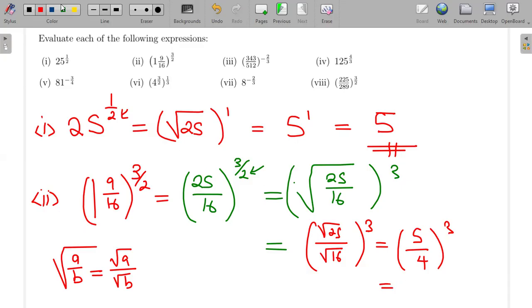So now remember the rule that said if I have a power outside, it goes to whatever is on top, and it also goes to whatever is down, right? So this is the same as 5 to the power 3 divided by 4 to the power 3. Okay, so now 5 to the power 3, it's 125, divided by 4 to the power 3, it's 64. So the answer there on part B, or number 2, is actually 125 over 64.